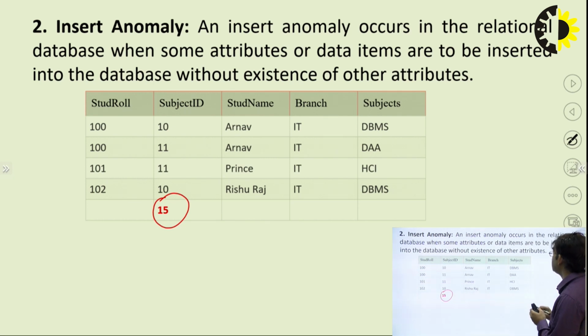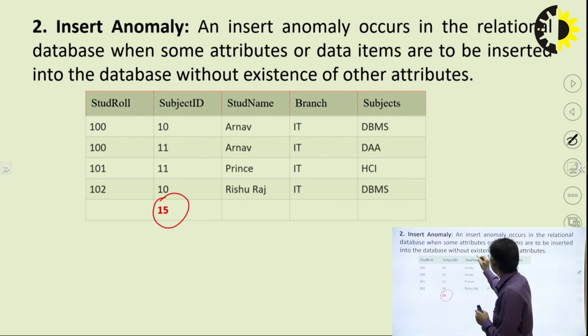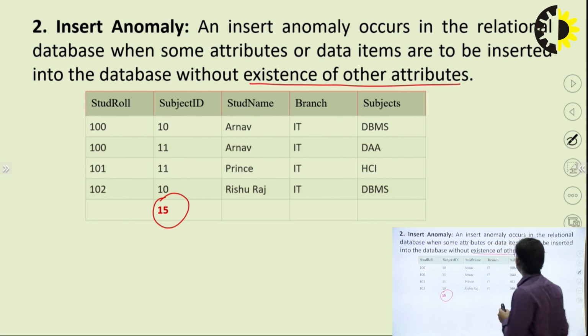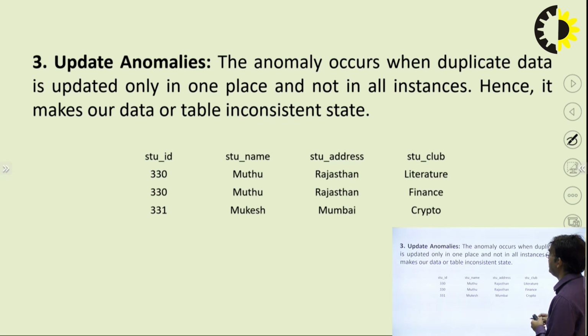What happens in this insert anomaly? Let's suppose we want to insert some data item in the database without the existence of the other attribute. That's why we cannot insert such values. This type of anomaly is known as insert anomalies. In normalization, we also have to remove insert anomalies. The next anomaly is update anomalies.